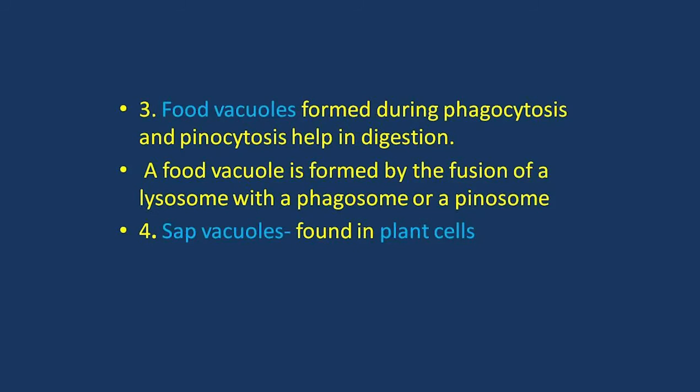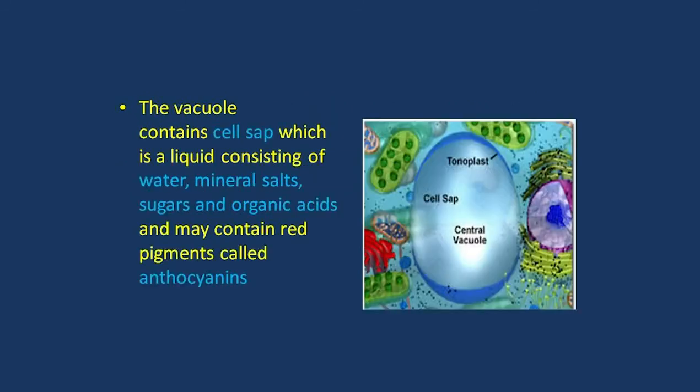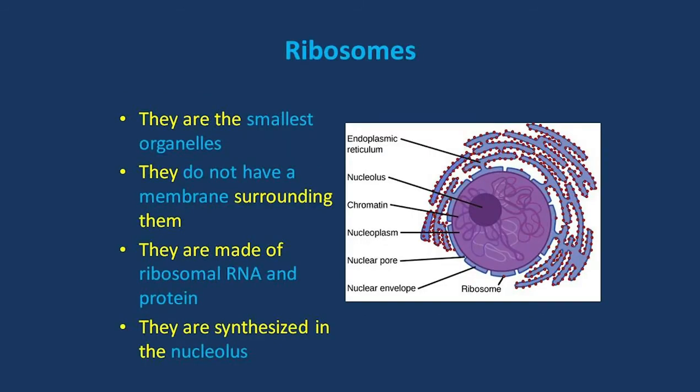Fourth, sap vacuoles, which are found in plant cells. Plant cells generally have one large vacuole that takes up most of the cell's volume. A selectively permeable membrane called the tonoplast surrounds the vacuole. The fluid inside the vacuole is called the cell sap, which consists of water, minerals, sugars, and organic acids, and red pigments called anthocyanins.